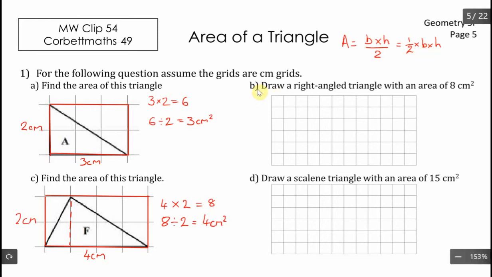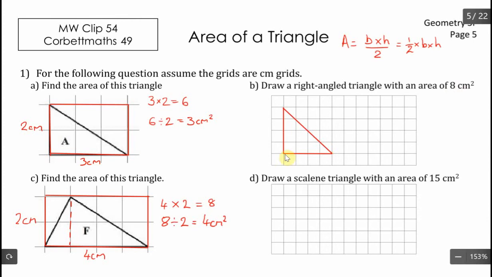Okay, question B wants us to draw a right angle triangle with an area of 8 square centimeters. So I'm going to do it very similar to this one over here to keep it simple. Might as well have our right angle in the bottom left. So if it needs an area of 8 square centimeters, that means the rectangle that surrounds it would have an area of 16. So any way you can make an area of 16. So I would do probably a 4 by 4 rectangle. So therefore I'm going to draw a triangle with a base of 4 and a height of 4.